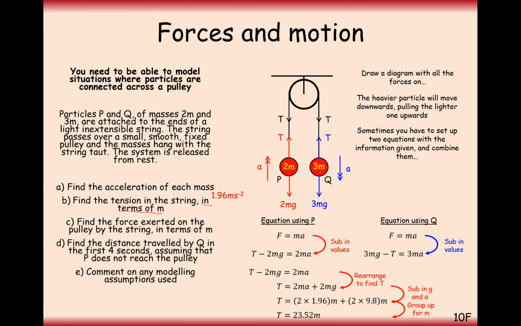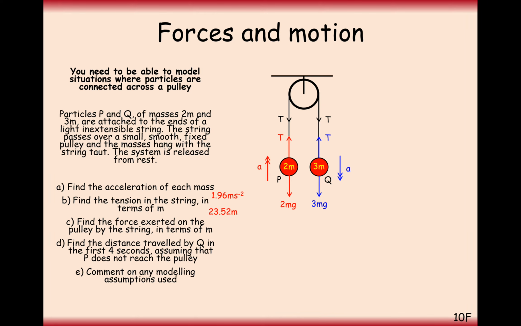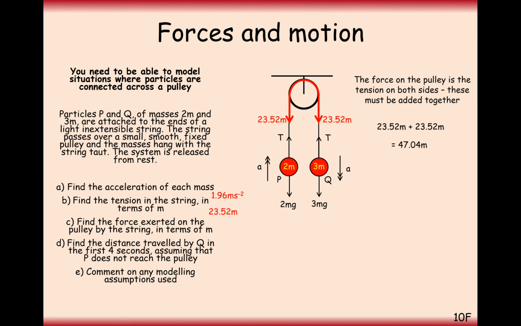Part C is find the force exerted on the pulley by the string in terms of m. Well, at the pulley, if we look at all the forces attached to the pulley, we've got two tensions acting downwards. So effectively, it's double the tension that's acting on the pulley system there. So 47.04 m.